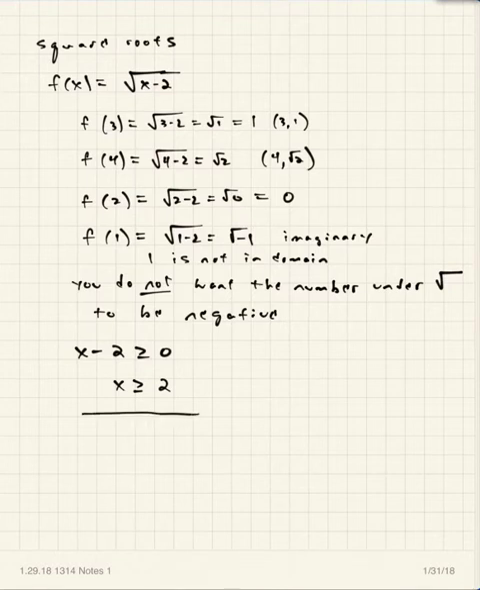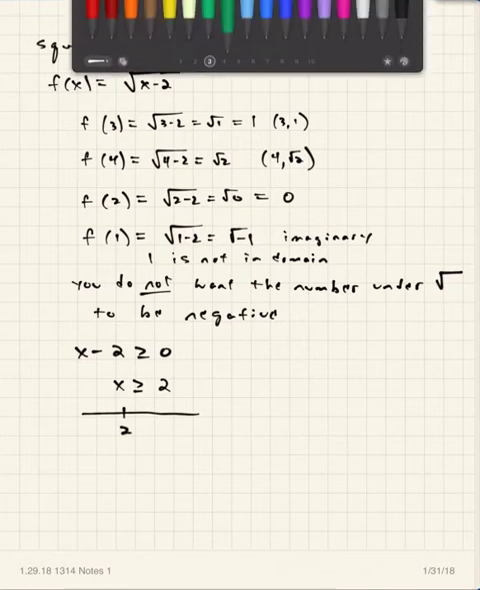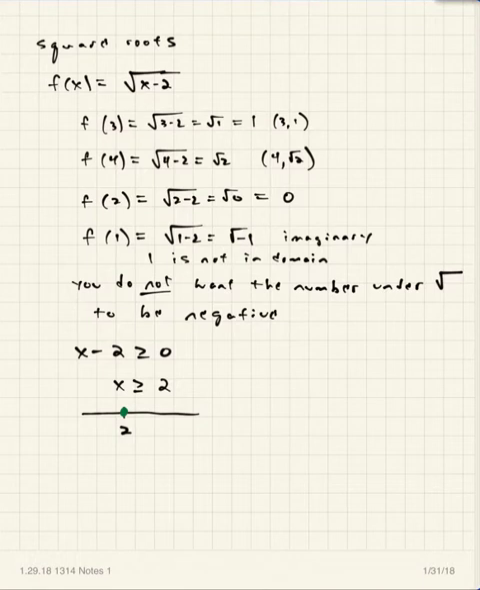On a number line, there would be 2. And so you'd put a solid dot on the 2, and you'd shade everything to the right. In interval notation, the domain would be written like this: the domain of f is bracket 2 to infinity.